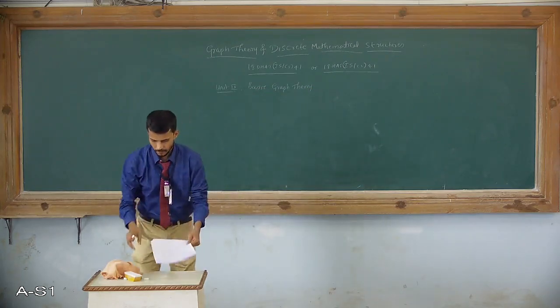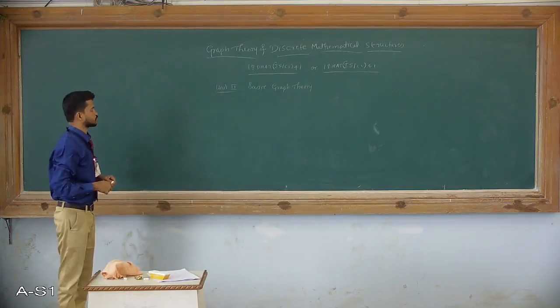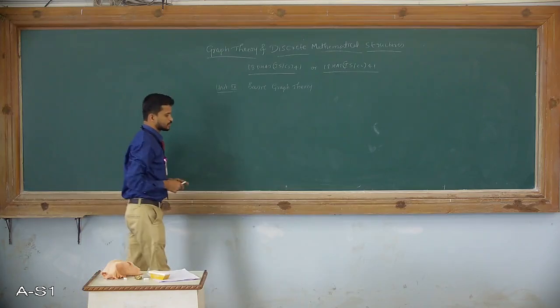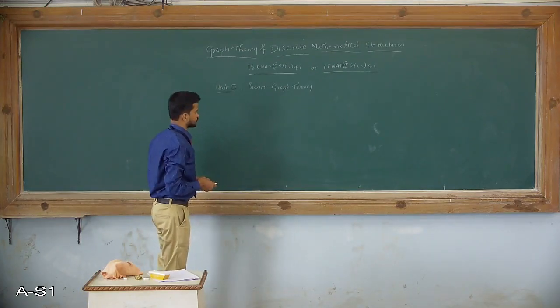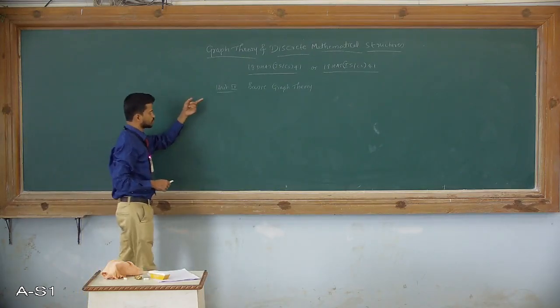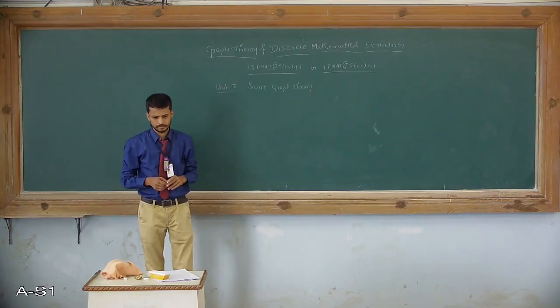Welcome back to the video lecture class on basic graph theory. The title of the topic is graph theory and discrete mathematical structures. Under this, we'll go through unit number 4, called basic graph theory.